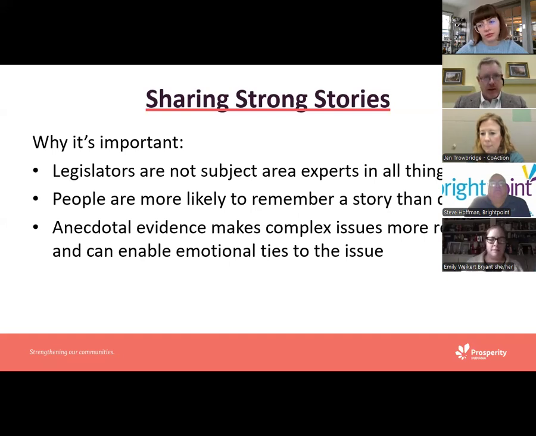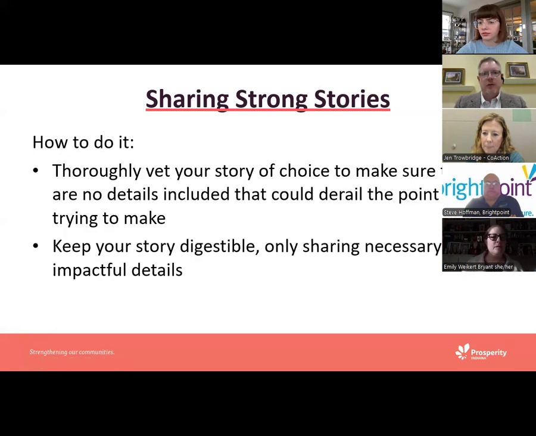And finally, on this slide, that anecdotal evidence is what can help make those big picture, complex issues more relatable. Sometimes you'll see the light bulb go off in the eyes of a legislator because they get what their decisions mean to individual humans, or why something is particularly a good or a bad decision. So that's why it's important. Let's go to the next slide and talk about a few ideas on how to approach this. So how to do this.